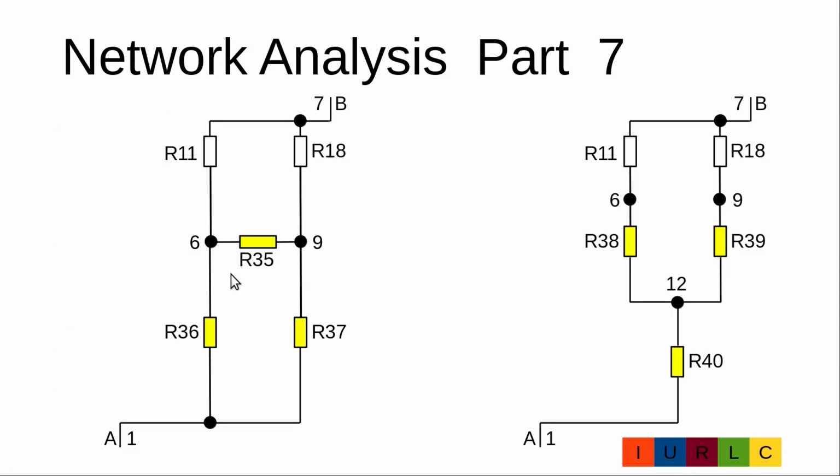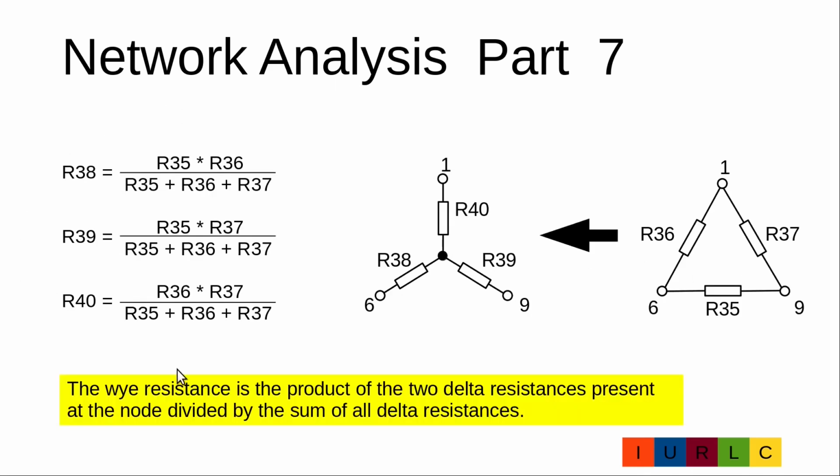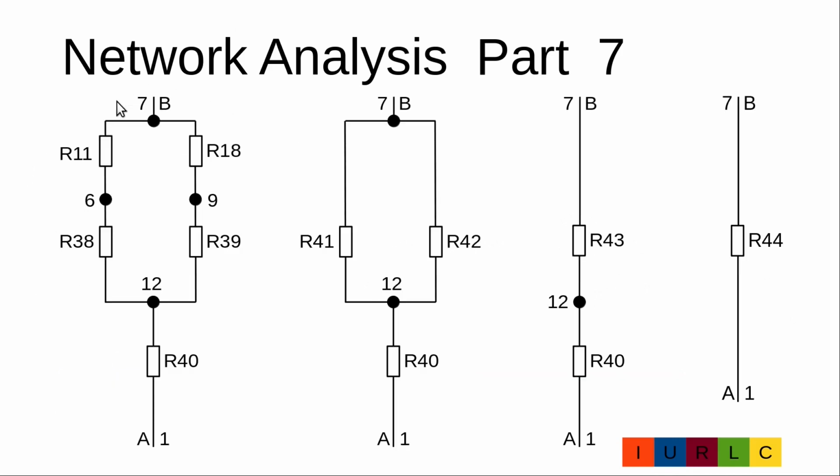Now we transfer the delta resistors R35, R36 and R37 to the Y resistors R38, R39 and R40. Here are the formulas to calculate R38, R39 and R40. Now we have a simple circuit where we can apply our standard rules for parallel and serial connections.